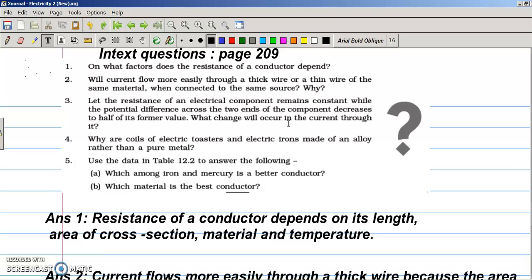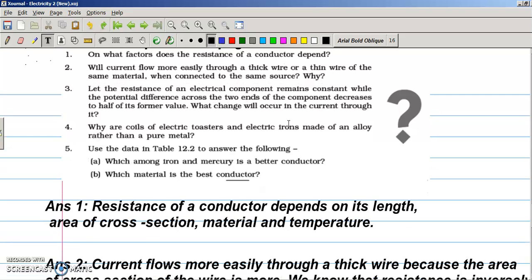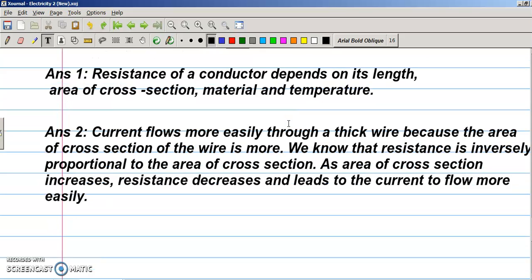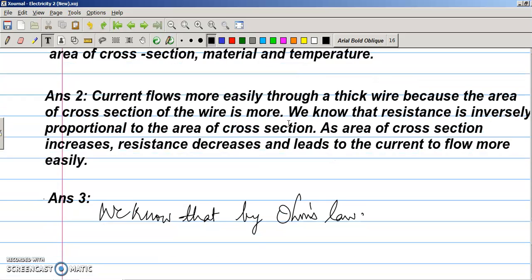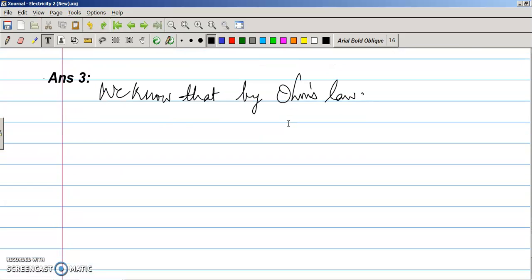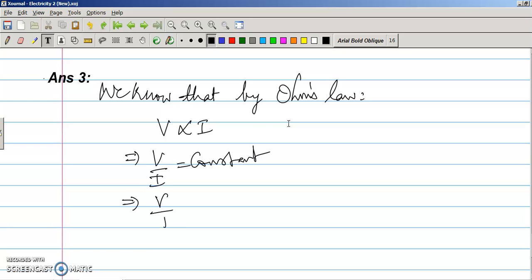Okay, so the potential difference becomes half. Now what change will occur in the current through it? This is question number 3. We know by Ohm's law that V is proportional to I at a constant temperature. So that implies V by I should be a constant. What is that constant called? That's called the resistance of the material.